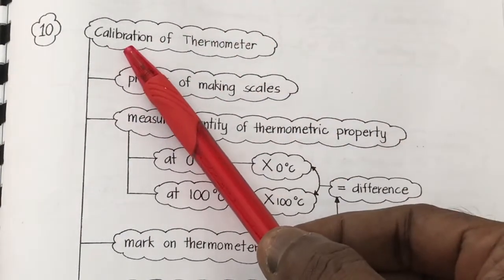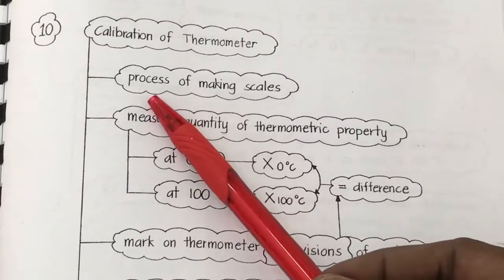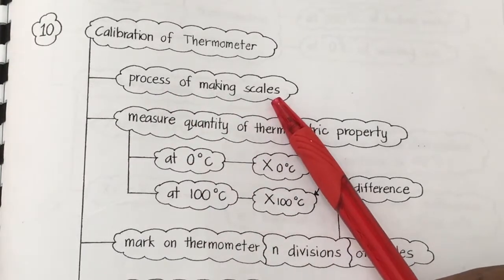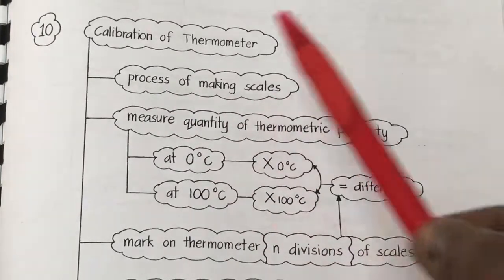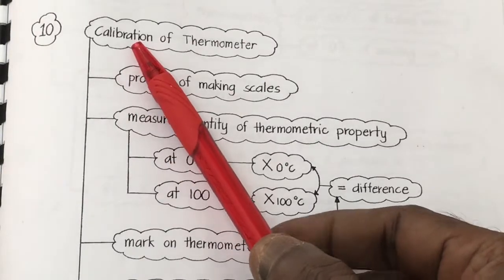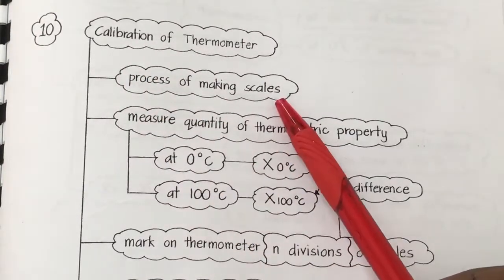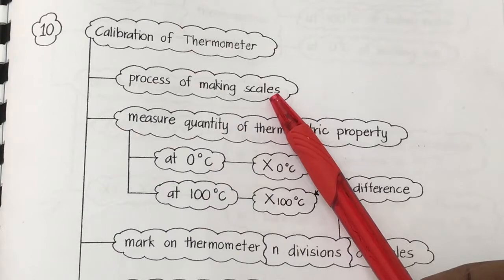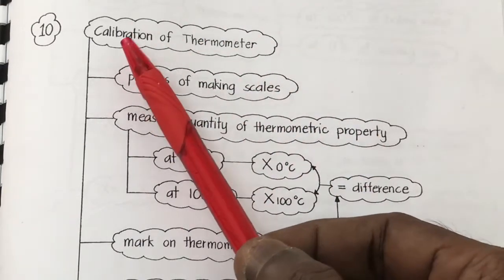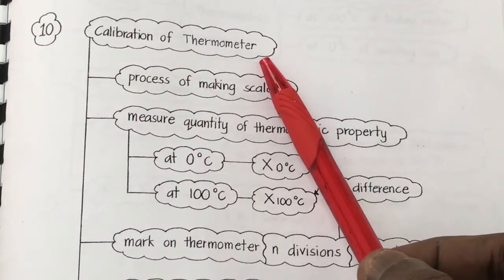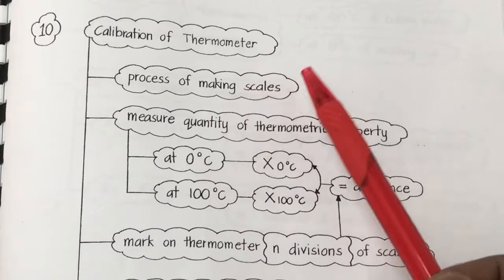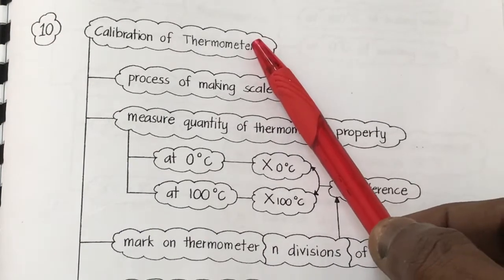We continue with the notes, which is calibration of thermometer. Calibration means the process of making the scale for an instrument. So calibration of thermometer means we are going to make the scale for that thermometer.